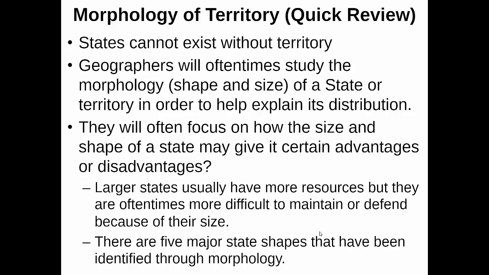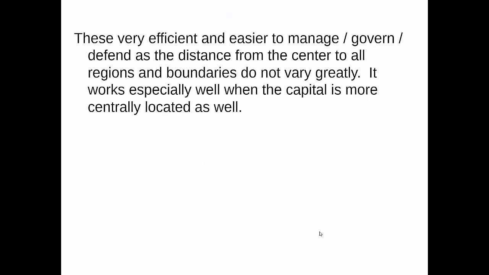Smaller states obviously might have fewer resources. They might have less access to the ocean, which is huge in this day and age because of trade. But oftentimes it's easier to spread information, to communicate, to defend, to protect all at the same time. There are 5 major state shapes. So forget about size now. We're going to shapes that have been identified through morphology.